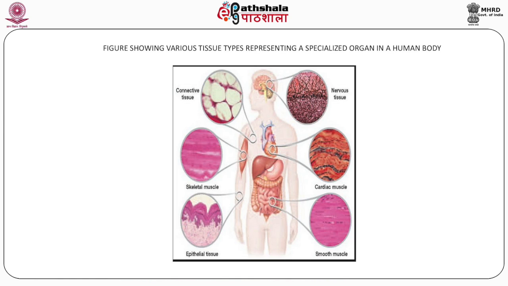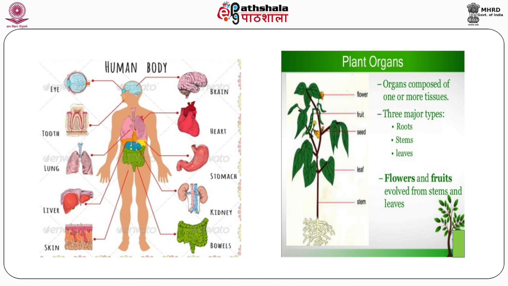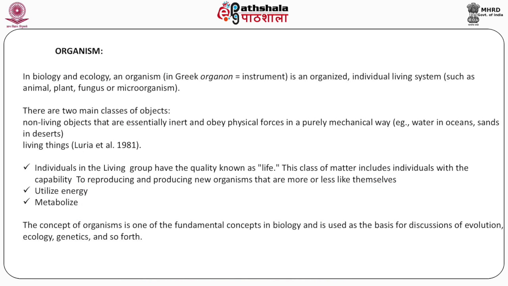Multicellular plants and animals have organs to perform specific functions. The schematic diagram shows various organs in plants and the human body, and now combining the organs forms the organism. In biology and ecology, an organism, from the Greek organon, meaning instrument, is an organized individual living system such as an animal, plant, fungus or microorganism.